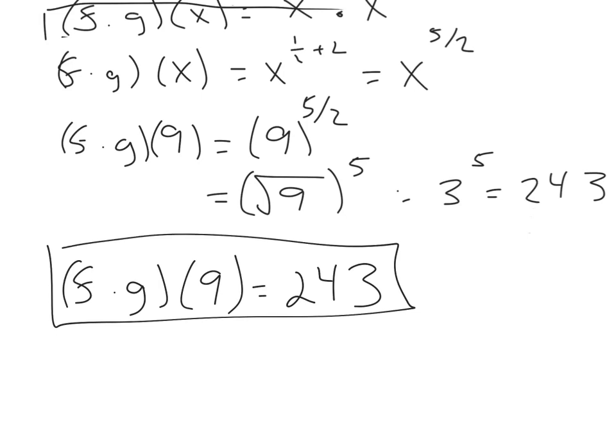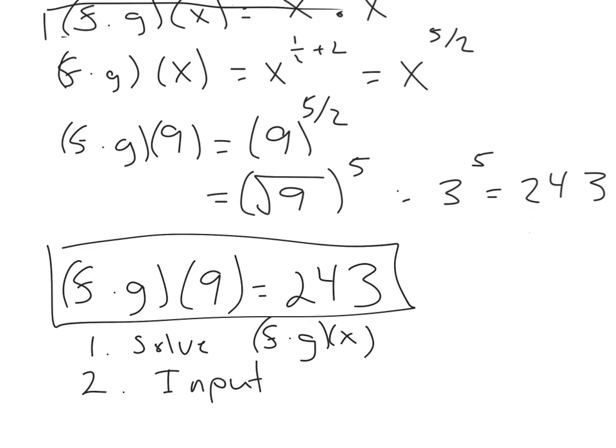But notice how I did this. Step 1, you solve the f times g of x, okay? Then step 2, input the new value for x. And you do that for each one. So whether you're adding, subtracting, dividing, or multiplying, you input that new value for x after you solve for it, okay?